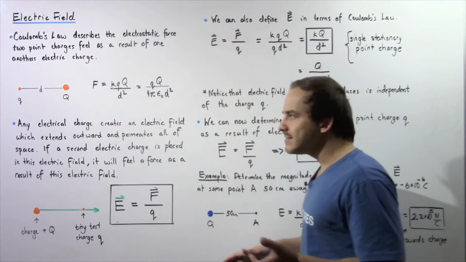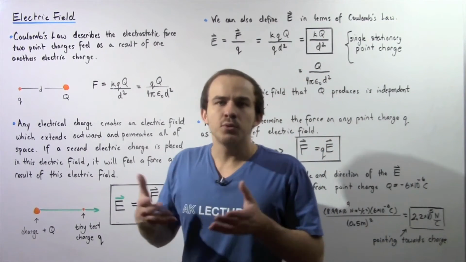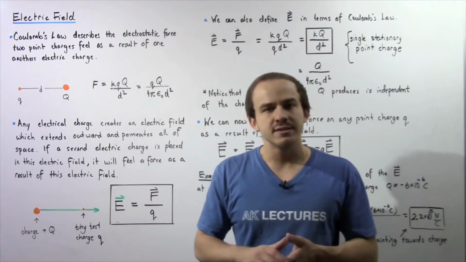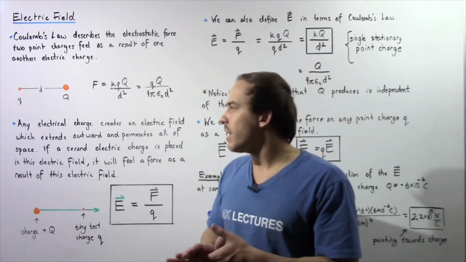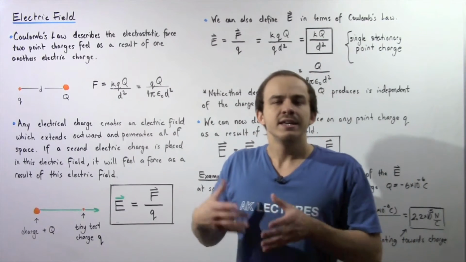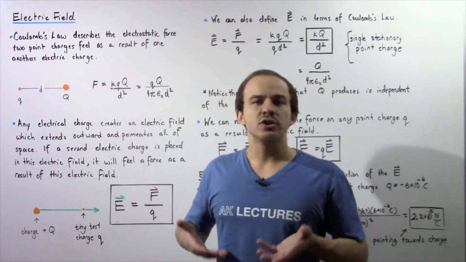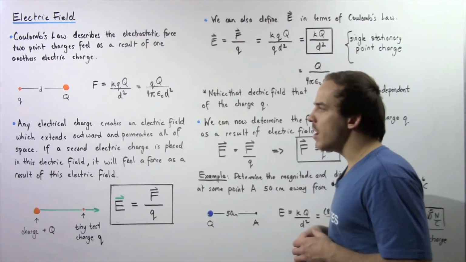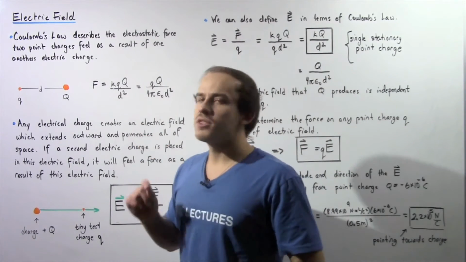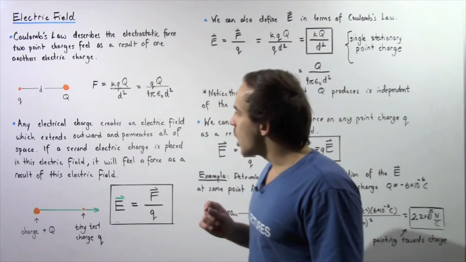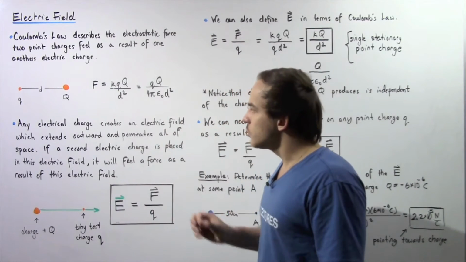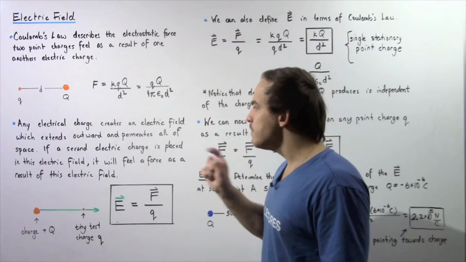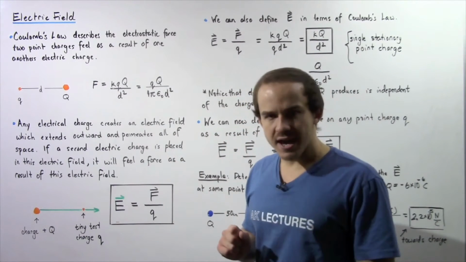Now, early scientists and early thinkers had a problem with visualizing how forces can act over distance, and a British scientist by the name of Michael Faraday came up with a way to essentially help us visualize how this takes place, and he came up with a concept known as the electric field. So, any electrical charge creates an electric field which extends outward and permeates all of free space.